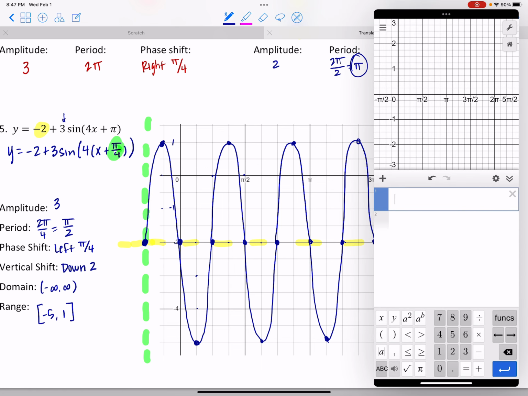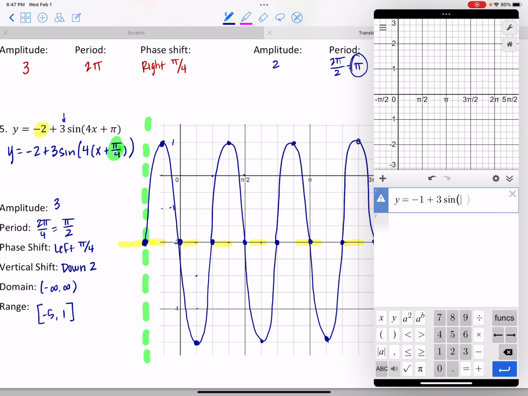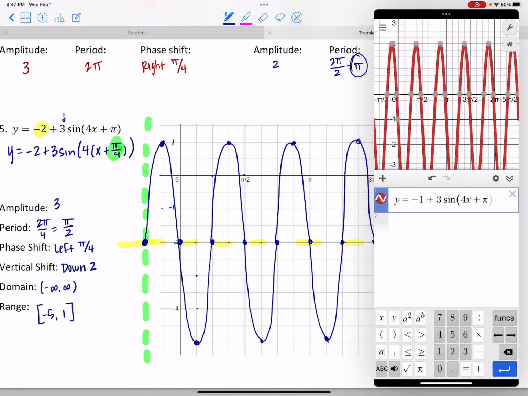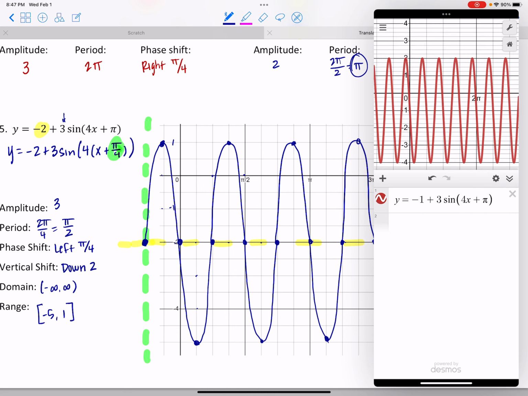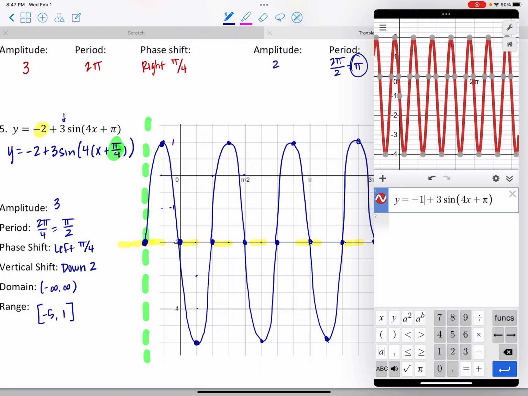So let's go ahead and check. That's a lot going on in there. Y equals -2 plus 3 times the sine of 4x plus pi. Okay, that's a lot. And my calculator is so tiny. So it looks like we're going down. Oh, what did I do? 3 sine. Oh, I put a 1 there. It's a 2. I'm like, why doesn't this look the same?